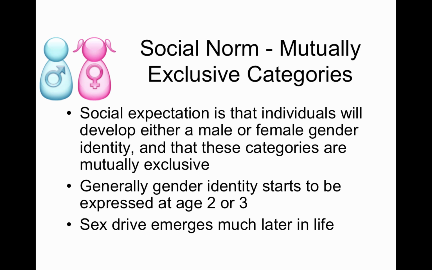In general, children start to learn their gender identity about the age of 2. Between the ages of 2 and 3, little boys and little girls start to understand that they should engage in certain types of behaviors because they're either a boy or a girl. In contrast to that, our sex drive generally emerges much later in life. We don't start feeling sexual attractions until we start going through puberty at about age 12 or 13, possibly a little bit earlier.